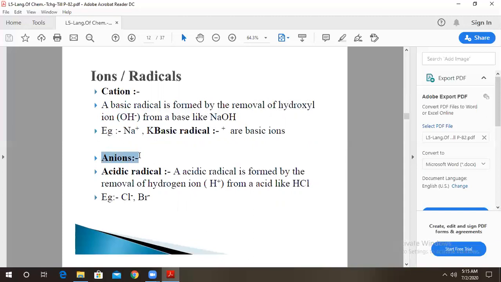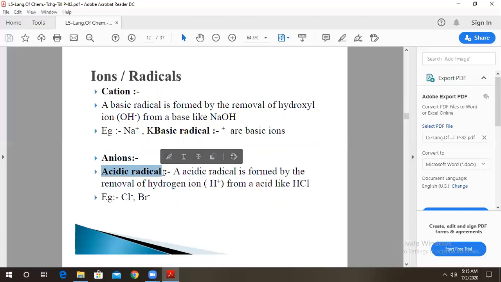Anions. Non-metals have 5, 6, and 7 electrons. So they will gain 1, 2, or 3 electrons and form negative ions. The negative ions formed by gain of electrons are called anions. Mostly non-metals which have 5, 6, and 7 electrons gain 1, 2, and 3 electrons and form negatively charged ions called anions. And anions are also called acidic radicals.